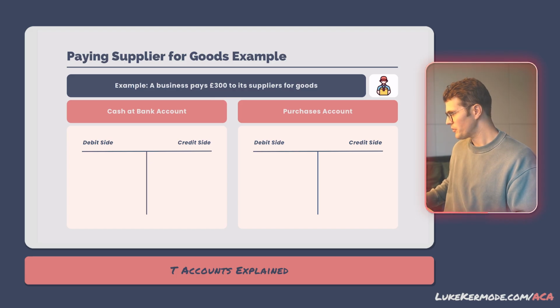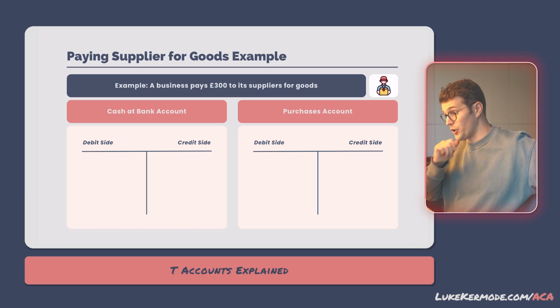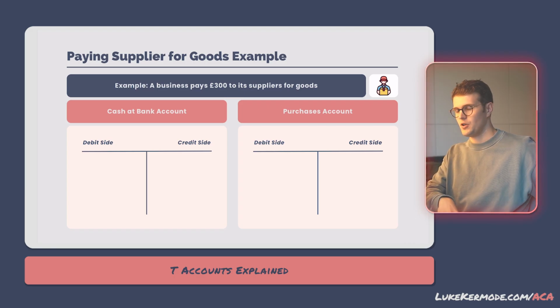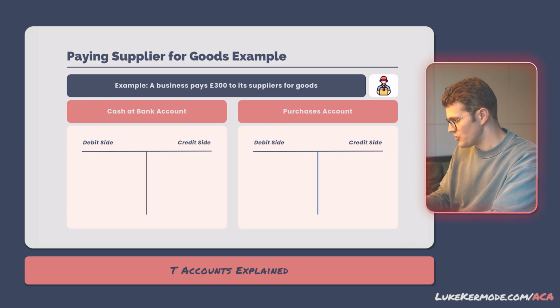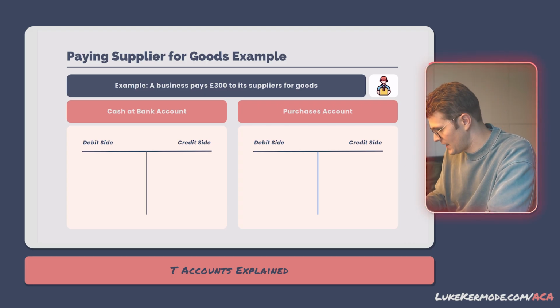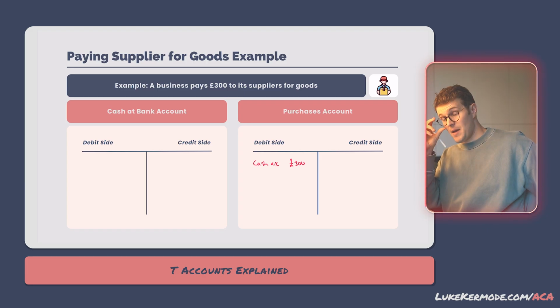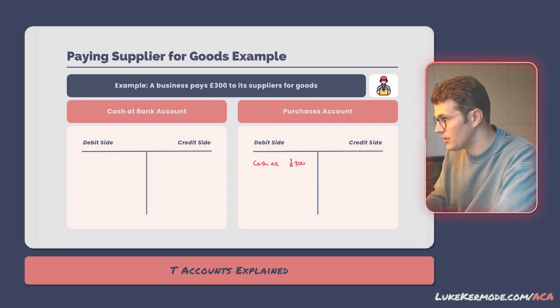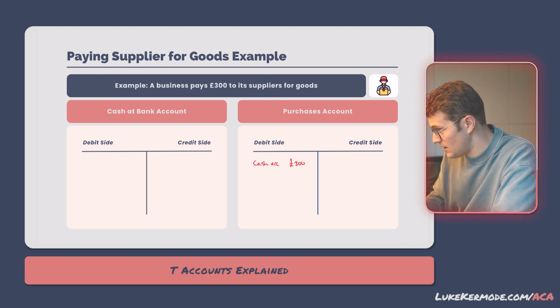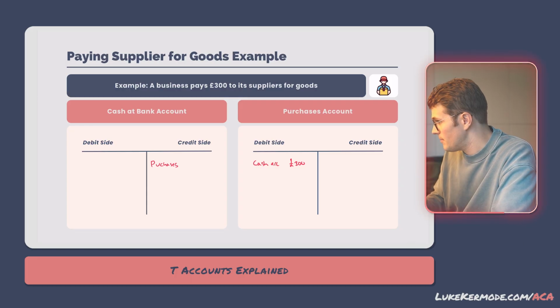In this third example, we're told that a business makes a £300 cash payment to a supplier for goods. Because the business is purchasing goods or stock to resell, we record this as a debit entry of £300 in the purchases account. Since the payment is made immediately in cash, we credit the cash at bank account again by £300 to reflect the decrease in the business's bank balance.